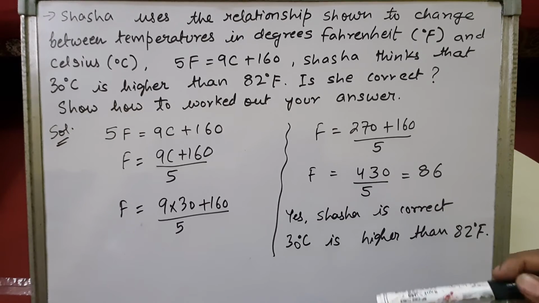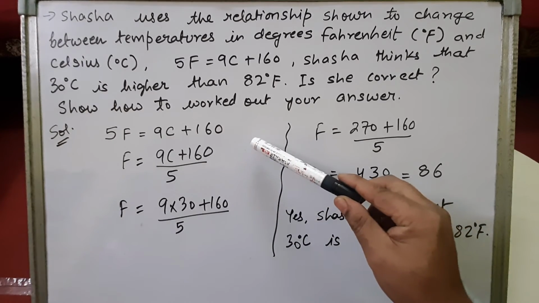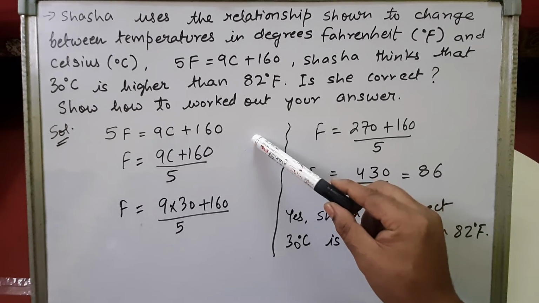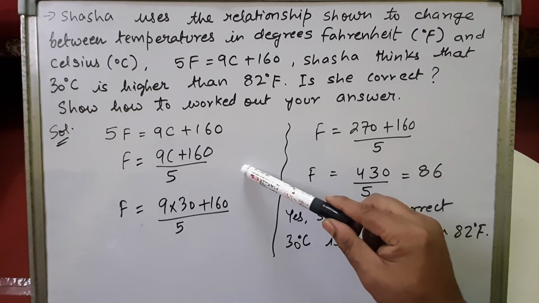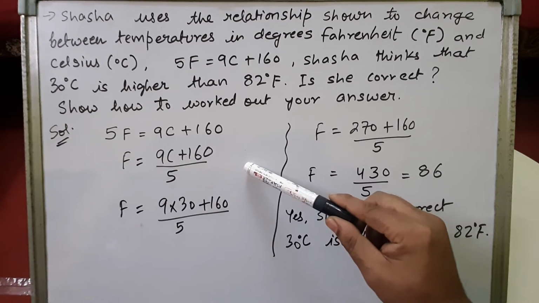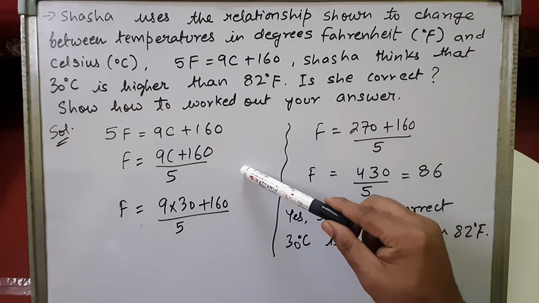Right, let's start with the relationship. We are given 5F equals 9C plus 160. If we have to calculate the Fahrenheit, we have to make F the subject. So we cross multiply 5 here. When we make F the subject, the formula will be F equals 9C plus 160, a whole upon 5.